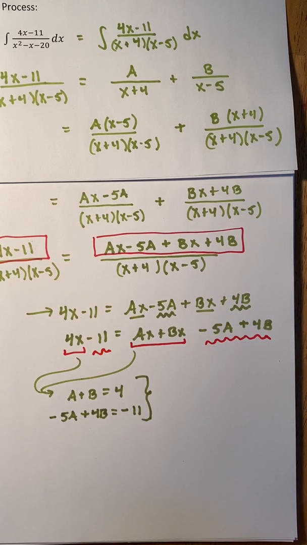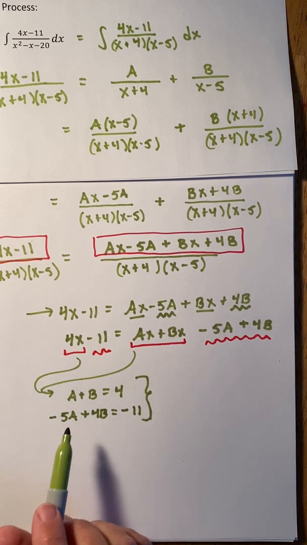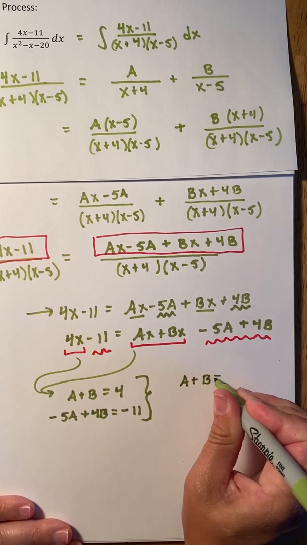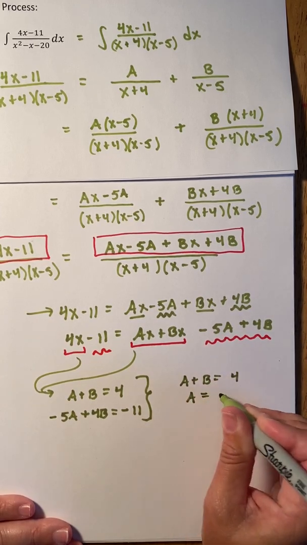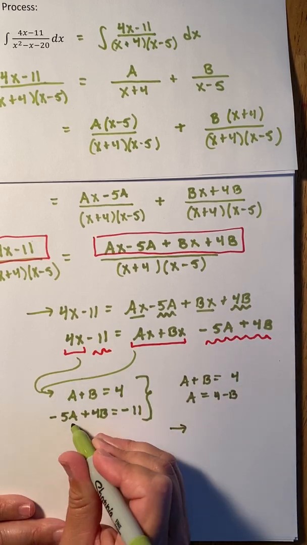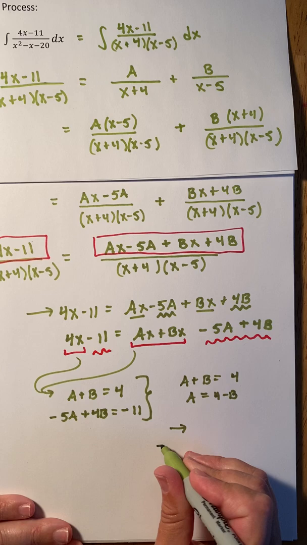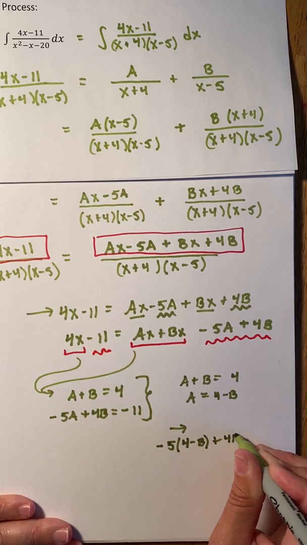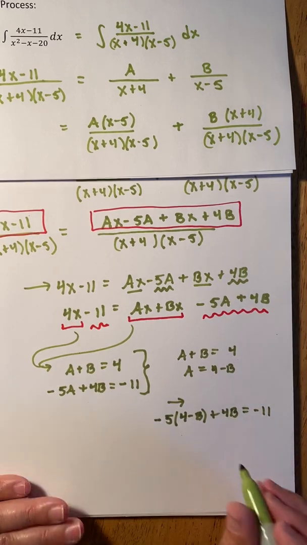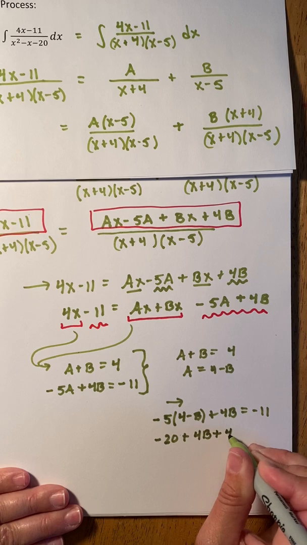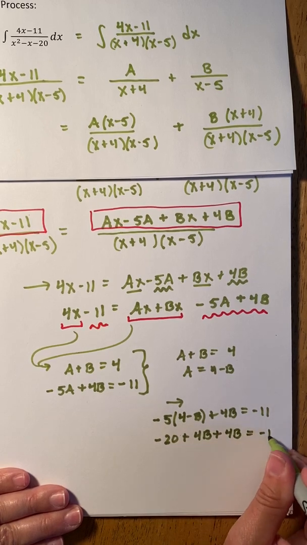So now we have this little mini system, two equations, two unknowns. We solve for a and b. However you want to do this, you can do substitution. You can solve for a and stick it in. I think I'll do that. If a plus b equals 4, isn't it true that a is equal to 4 minus b? So then we're going to put that in here. So we'll get negative 5 times 4 minus b plus 4b must equal negative 11. And let's solve for b. Negative 20 plus 4b plus 4b equals negative 11.